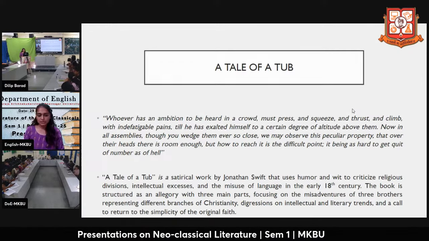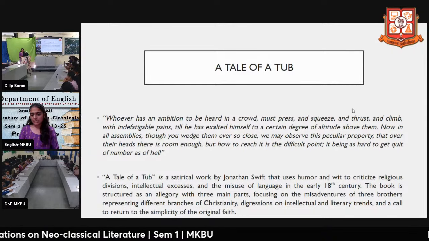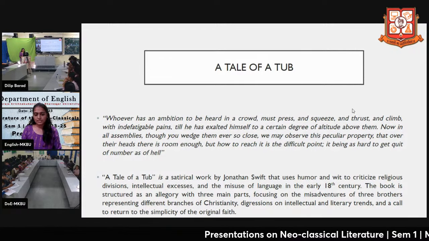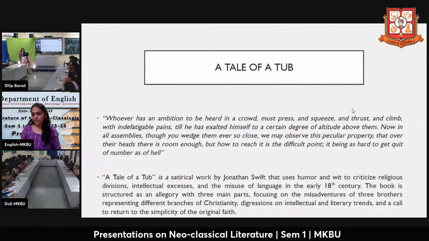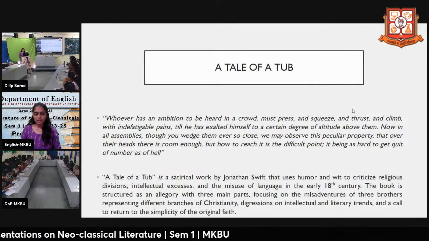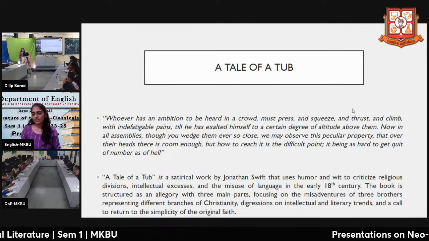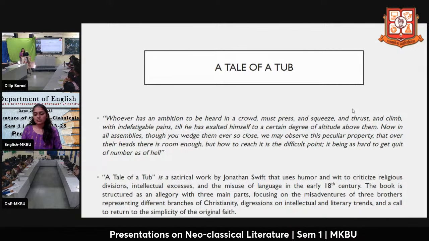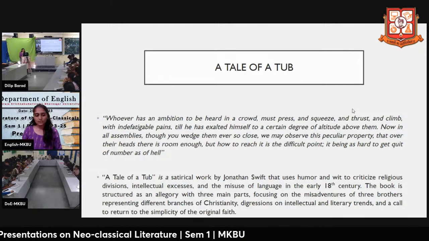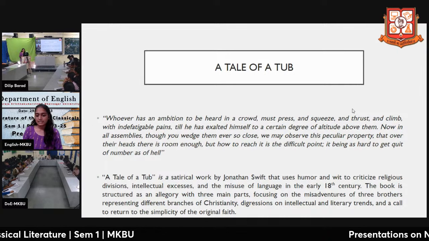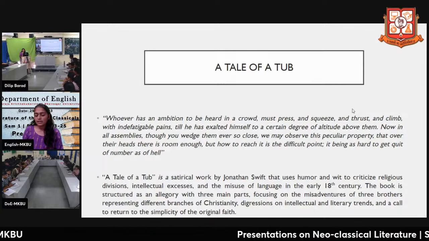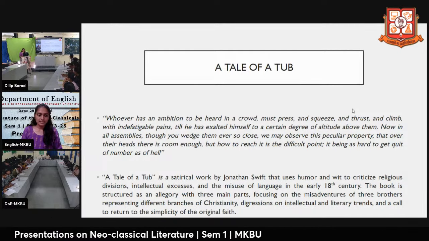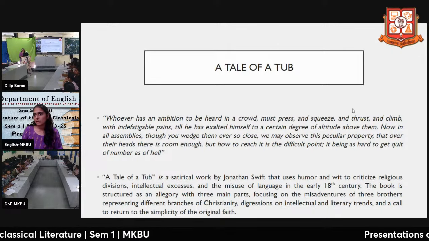Whoever has an ambition to be heard in a crowd must press and squeeze and thirst and climb with indefatigable pains, till he has exalted himself to a certain degree of altitude above them. Now in all assemblies, though you wedge them ever so close, we may observe this peculiar property, that over their heads there is room enough. But how to reach it is the difficult point, it being as hard to get out of a number as of hell. These are the first lines of the original work after the preface, in which Jonathan Swift tries to tell us that if we want something, then we have to strive for it.